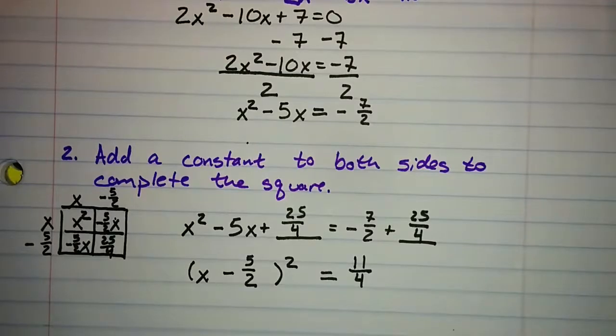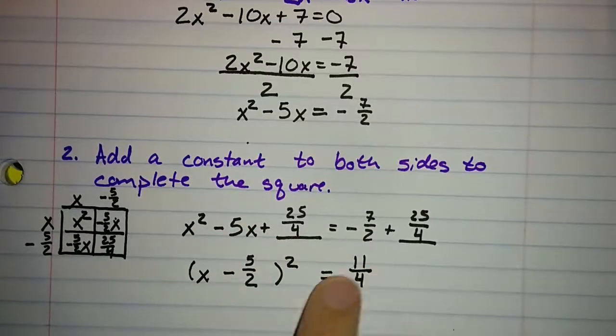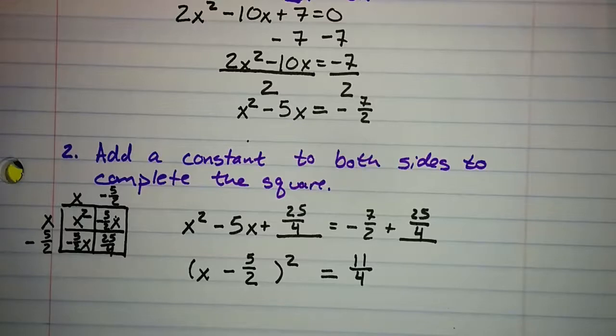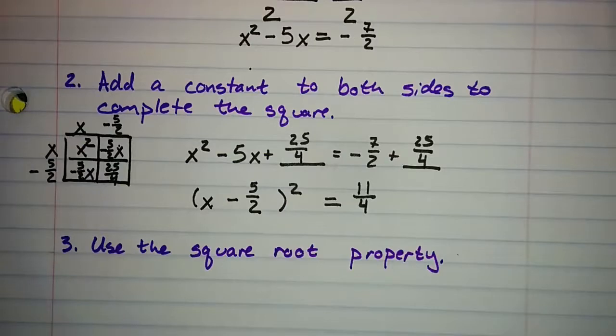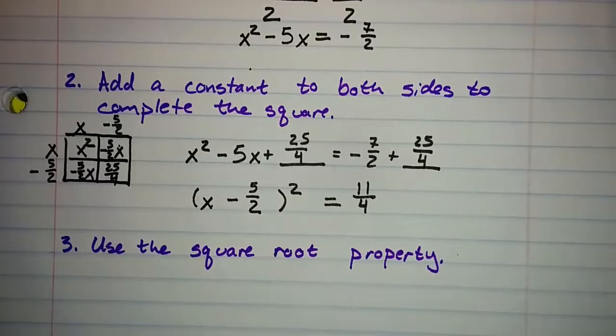Hey, what do we have here? We now have an equation that says something squared equals, in this case, a positive number, which is good. What can we do now? We can use the square root property. Remember what that says. If x minus 5 halves all squared equals 11 fourths, that means either x minus 5 halves is the square root of 11 fourths, or it's negative the square root of 11 fourths.